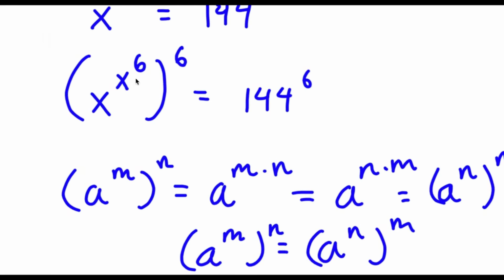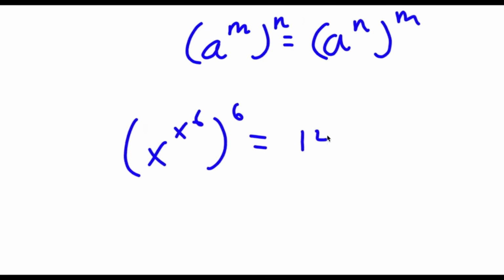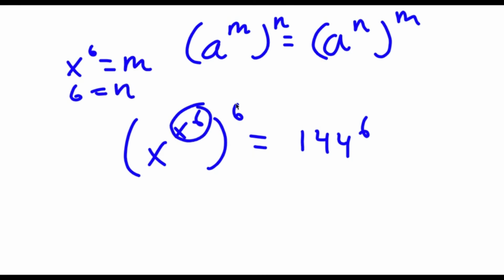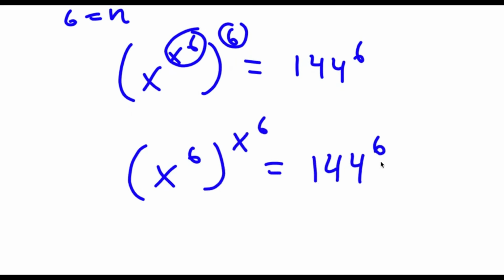So in this case, I have x to the power of x to the power of 6 to the power of 6. And we can think of x to the power of 6 in this case as m and 6 as n. So I'm going to simply switch these two places. So now I have x to the power of 6 to the power of x to the power of 6 is equal to 144 to the power of 6.